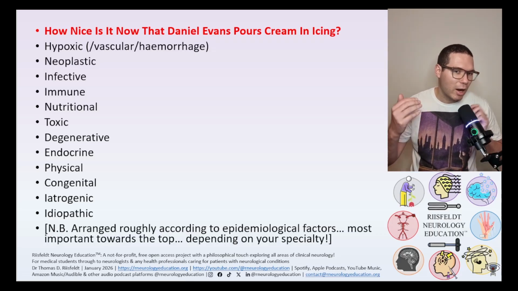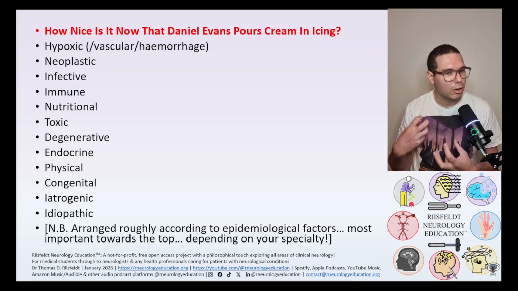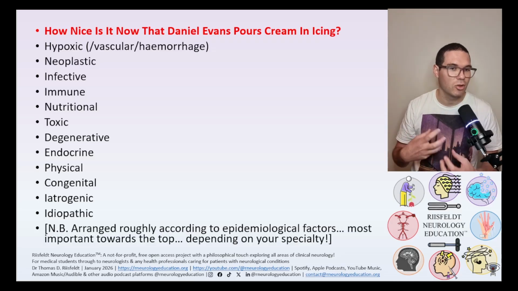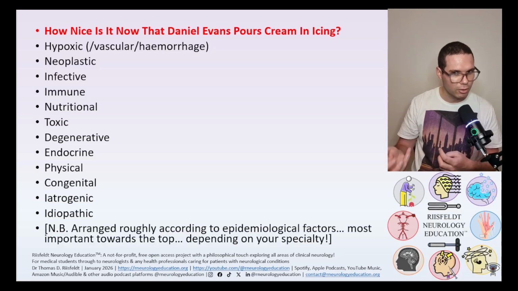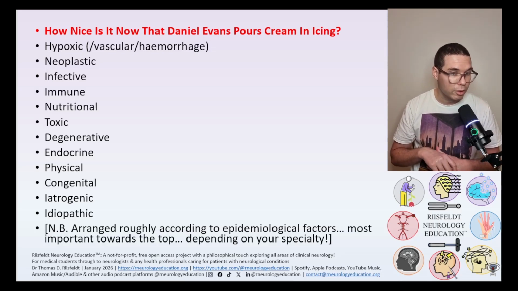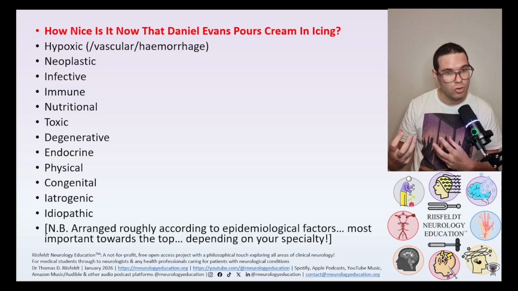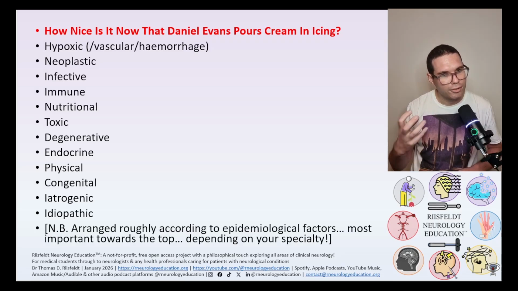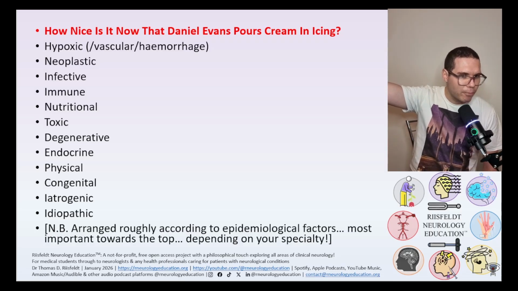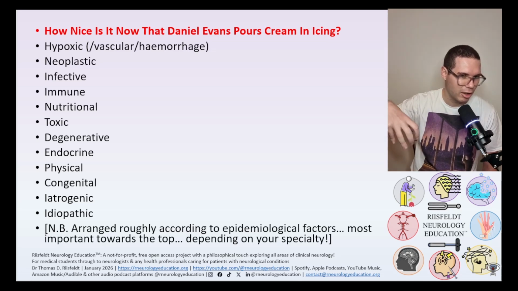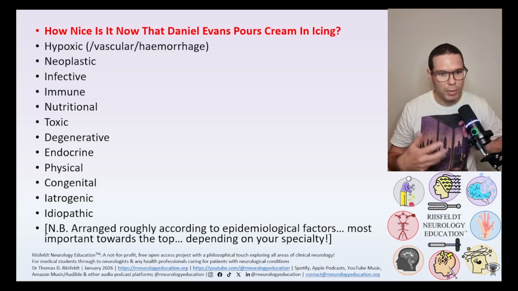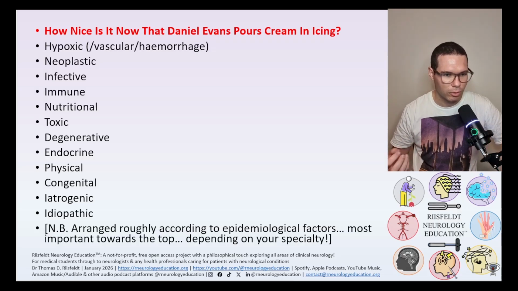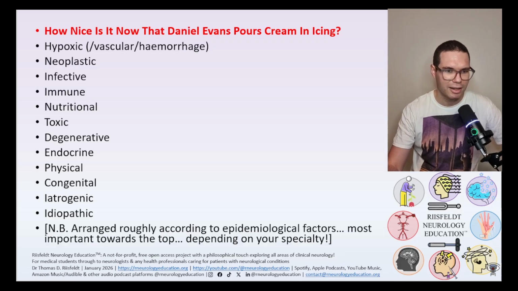And you may notice that the way that this has been ordered is not random. It's been arranged roughly according to epidemiological factors. So how frequently are you going to come across these different etiological categories when you're making diagnoses in hospital wards and in the emergency department and in your outpatient rooms? And I've organized it so that the key players are up the top and the less frequent ones are a bit further down towards the bottom. Of course, this depends on what specialty you're working in. If you're an orthopedic surgeon, then you probably put physical towards the top, wouldn't you? But it's just a bit of a rough attempt at ordering it in a sensible way.